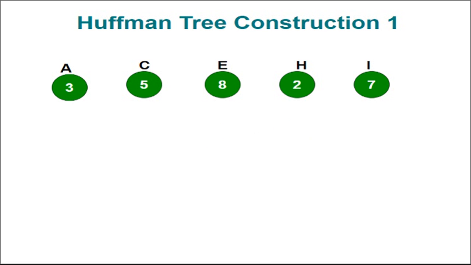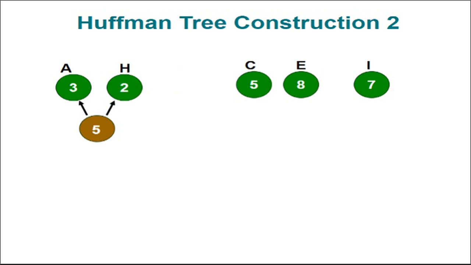So you can see here A and H, these are the two leaves having the lowest frequencies, that is 3 and 2 respectively. So these two leaves are merged into a new node, and this new node now will have the frequency which is the sum of the frequencies of A and H, that is equal to 5.